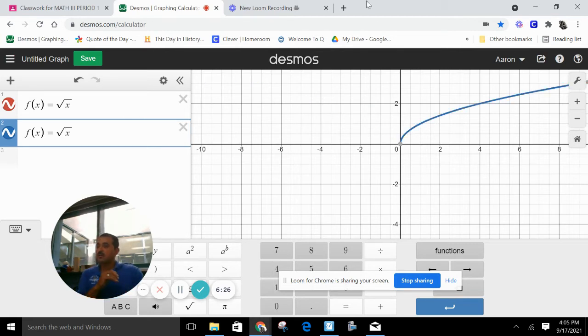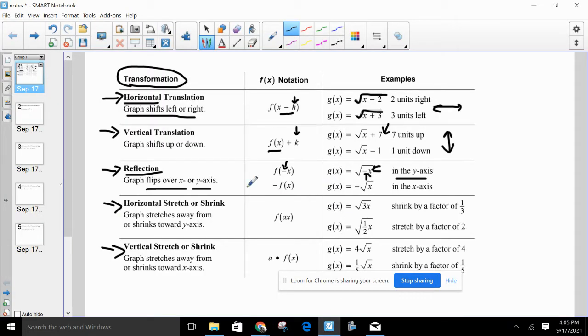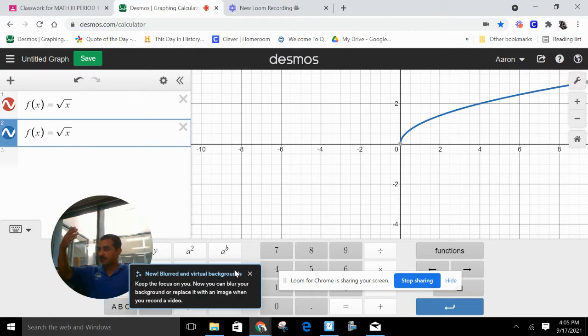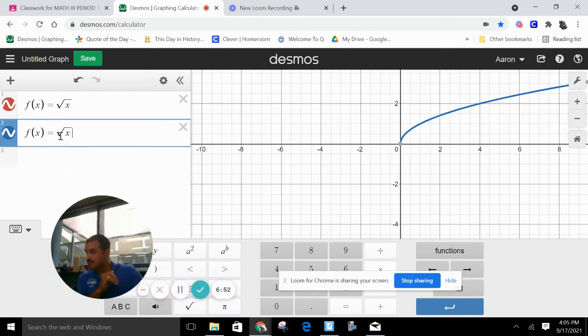Okay? But what if I reflected it over the x-axis? What do you have to do to reflect a graph over the x-axis? Well, look at the note says, your note guide. Put the negative outside the function. In other words, put the negative outside that square root symbol, and it's going to flip over the x-axis. Instead of flipping over the y-axis, left or right, it's going to flip over the x-axis if I put the negative outside. Watch. Okay, I'm going to put the negative outside right here, and watch the graph flip over the x-axis. Boom. There it is.